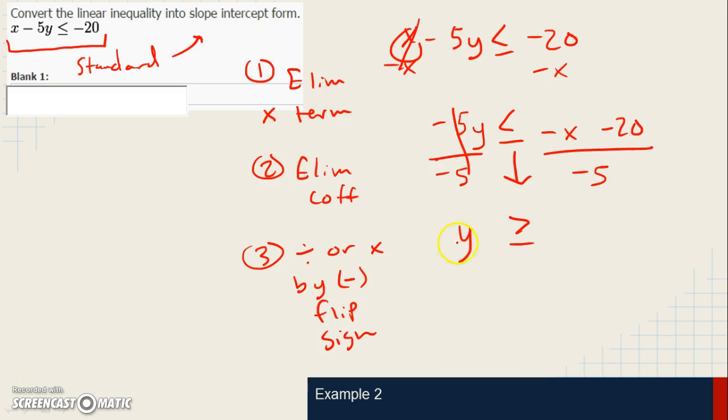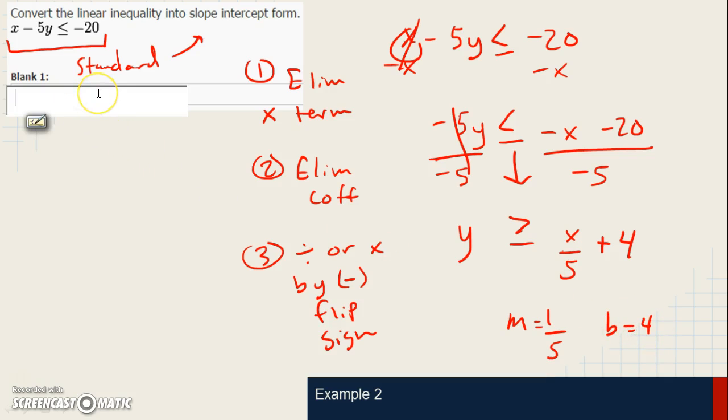We know that we have y now. And then what can we simplify here? Well, we have -x divided by -5. Well, x divided by 5 cannot be simplified. However, a negative divided by a negative is a positive, so we're going to make that a positive. And then we can simplify the second term as well. -20 divided by -5. We know that a negative divided by a negative is a positive, and 20 divided by 5 is 4. So here we have our inequality in slope-intercept form, where our m is the number in front of x, which is 1 over 5, and our b is 4.